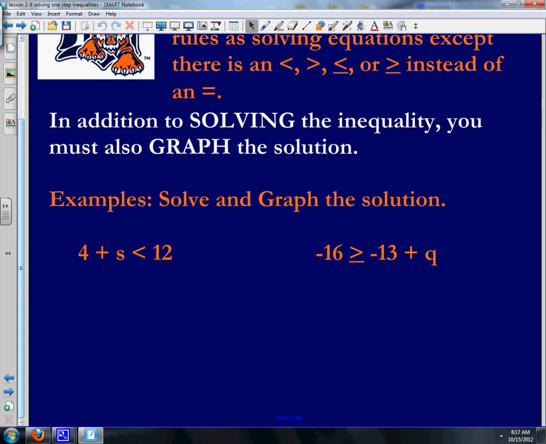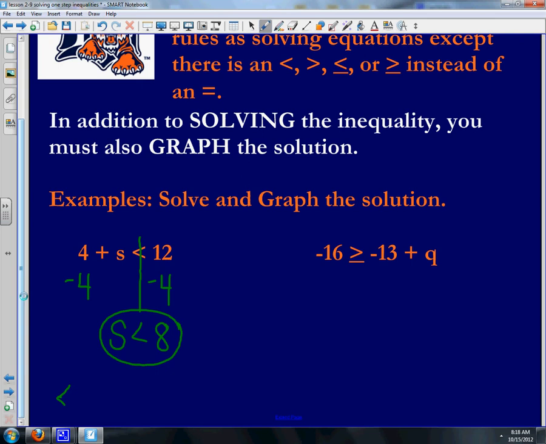All right, so here's a couple examples. 4 plus s is less than 12. So when you get this first example, you're going to draw your line. And I want to get s by itself, so I'm going to minus 4 from both sides. So then I get s, I copy my sign, s is less than 12 minus 4, which is 8. S is less than 8.